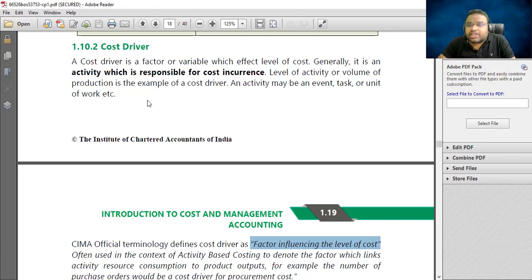Quality inspection. Quality inspection is one cost. Now this quality inspection cost is driven by an activity called number of inspections. If my number of inspections is more, the quality inspection cost is more. If my number of inspections is less, my inspection cost is less. This is called a cost driver. So a cost driver is an activity which is responsible for cost increase.